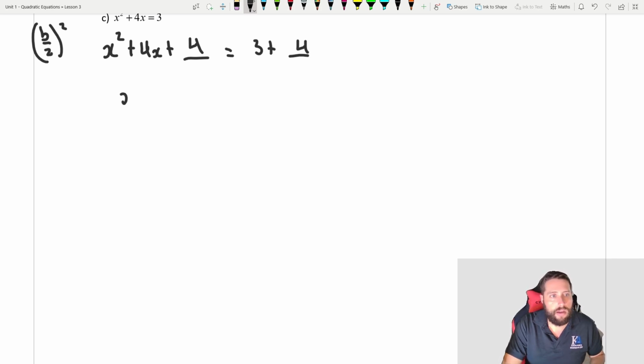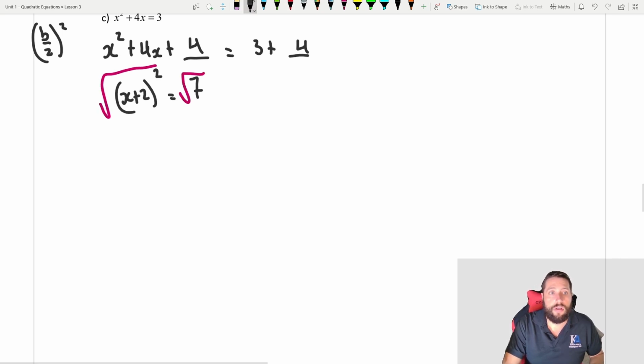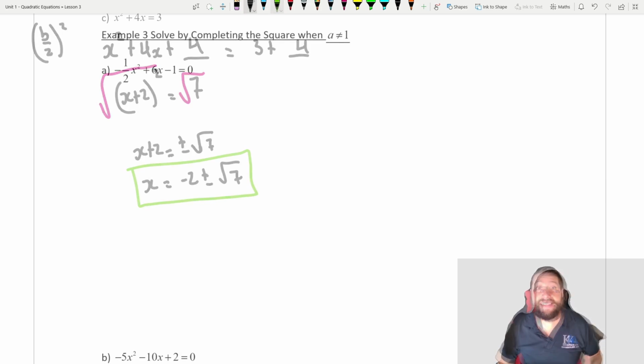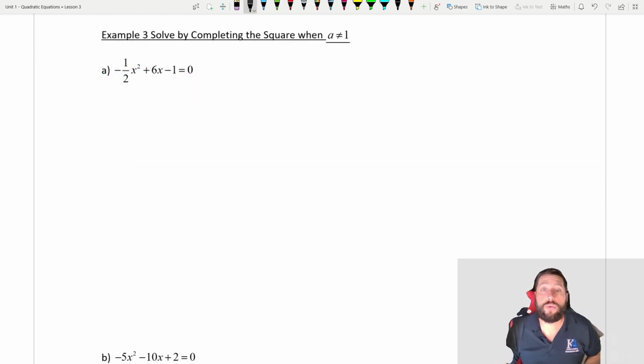So we have x plus 2, right? Because this is the perfect square. So it's going to become 2, right? B divided by 2 is equal to 7. Okay, which means that if we take the square root of both sides, like so, it'll be x plus 2 is equal to positive or negative the square root of 7. And then we move the 2 over. So it's going to be x is equal to negative 2 plus or minus the root of 7. And that's our answer.